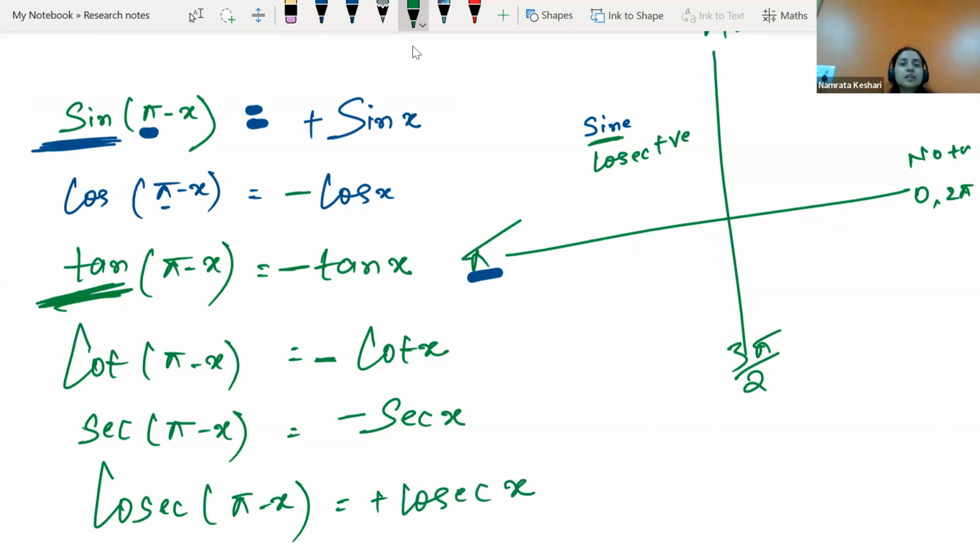Any confusion? No, ma'am. We don't have to memorize it. We have to understand it.